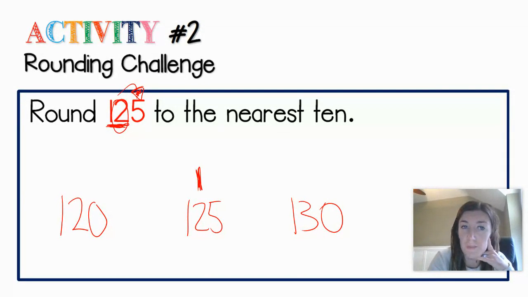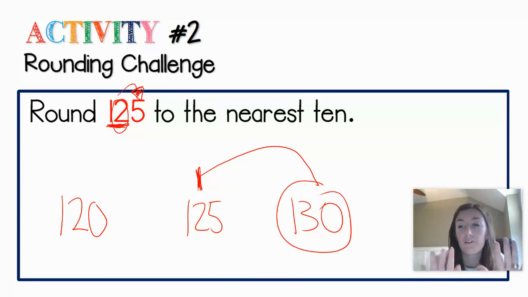So do you remember what to do if it's right in the middle, if it has a 5? Okay, you should have said round up. Okay, so 5 or more, we round up. 4 or less, round down. So this one's going to go up to 130.